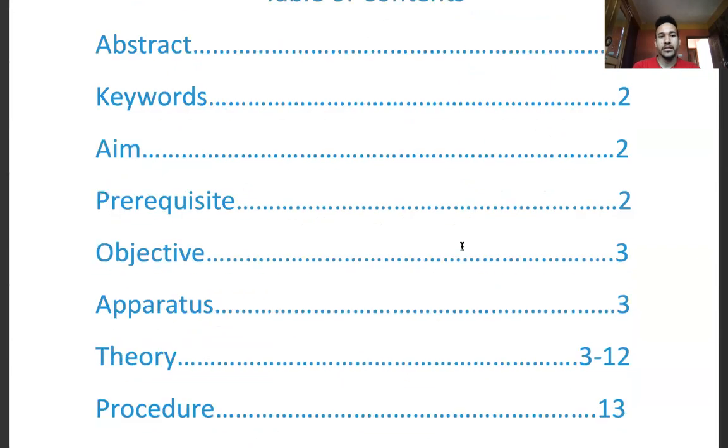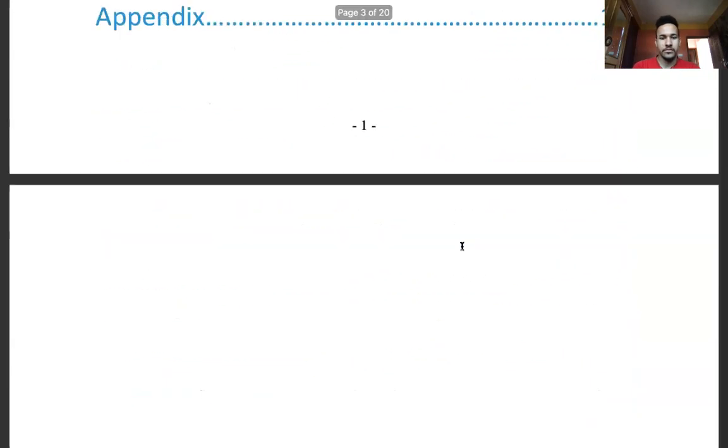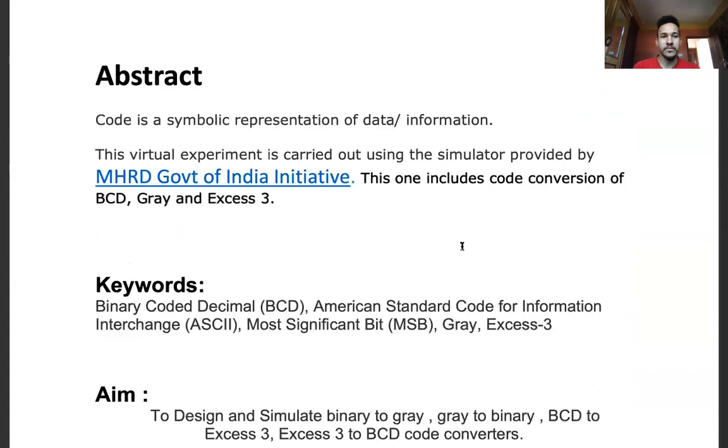These are my table of contents. And my main abstract is that the code is a symbolic representation of data information. Here, I'm including the code conversion of binary, binary coded decimal, gray, and excess-3 from one to another and vice versa. This virtual experiment is carried out using the simulator provided by the MHRD Government of India initiative, whose link I have provided here.